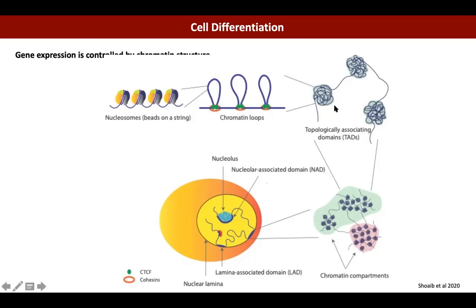So now chromatin is looked upon as a very dynamic structure, globally organized in these topologically associating domains. These are called TADs. And inside these TADs, there are these chromatin loops and structures which are demarcated by CTCF and the cohesins, the red and green proteins. But the most important thing here is that all the genes that are present in each TAD, for example, have a similar level of expression.